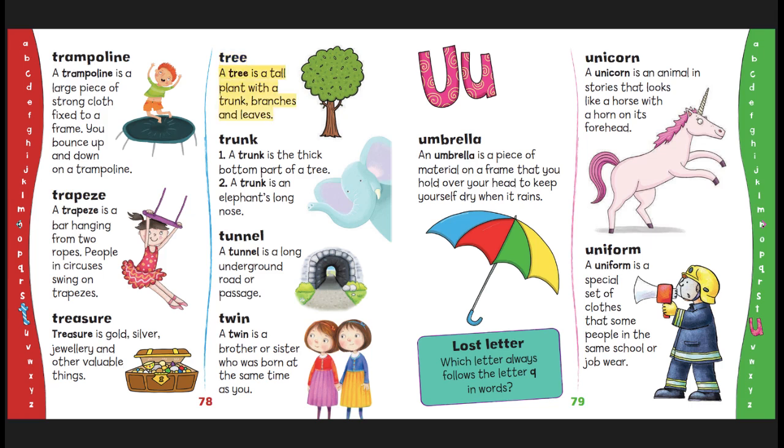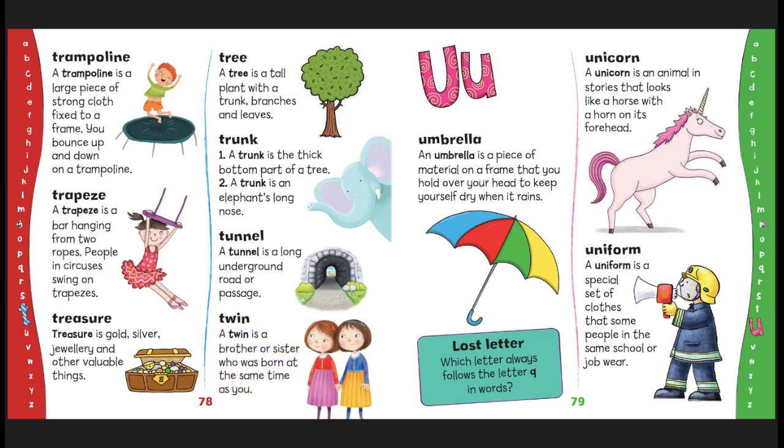Tree. A tree is a tall plant with a trunk, branches, and leaves. Trunk. 1. A trunk is the thick bottom part of a tree. 2. A trunk is an elephant's long nose. Tunnel. A tunnel is a long underground road or passage. Twin. A twin is a brother or sister who was born at the same time as you.